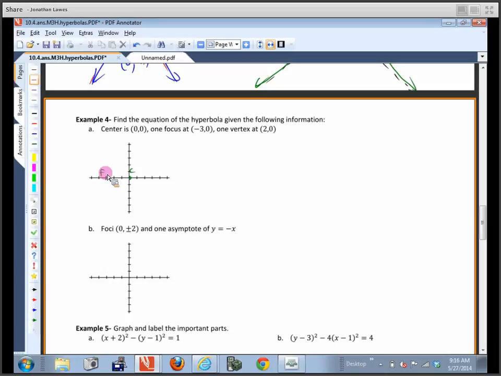X has got to be positive, because if the focus is over here and the center's right there, it's got to go something like that. And then there'd be another branch over here. There's got to be a focus over there as well. So if the center is 0, 0, that's going to be x squared, y squared. Got to have the numbers that go underneath each one of those. And it says one vertex is at 2, 0. So that means, gosh, that looks about right.